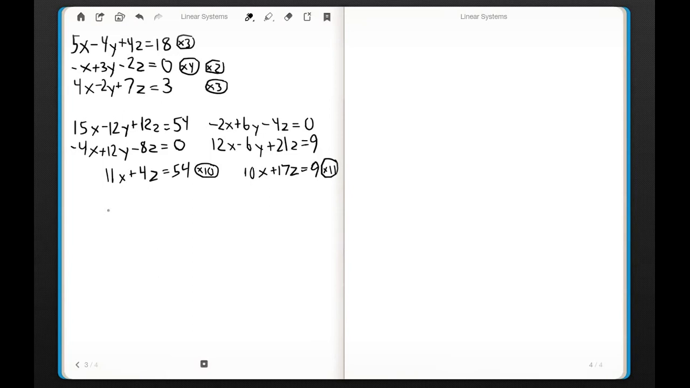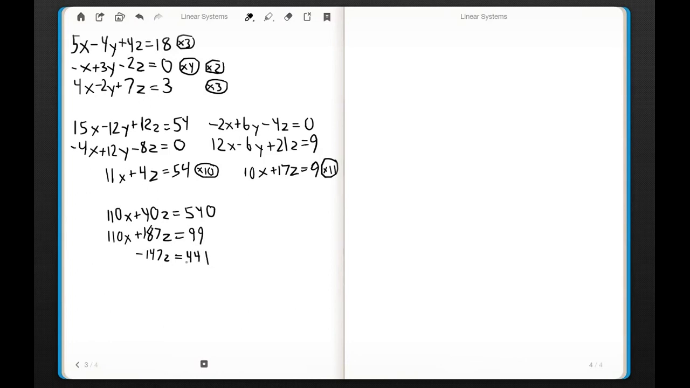So this one times 10, that's pretty easy. Just put a 0 in front of everything. And this one times 11, we're going to have 110x. 17 times 11 is 187. 9 times 11 is 99. When we subtract, 110x minus 110x is 0. 40z minus 187z is negative 147z. And 540 minus 99 is 441.